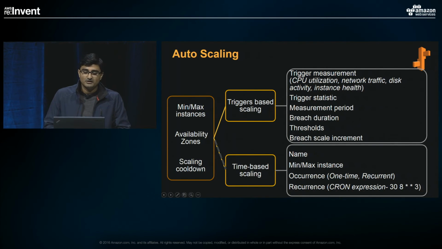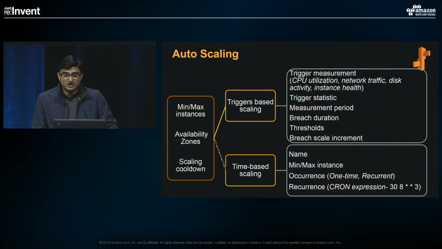Then you have the availability zone. So that lets you specify the number of availability zones in which you want Elastic Beanstalk to launch your instances. We highly recommend that you choose multiple availability zones so that instances can be launched in another AZ if one zone becomes unavailable, which makes your application fault tolerant.